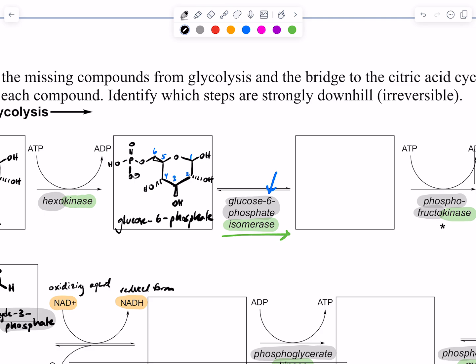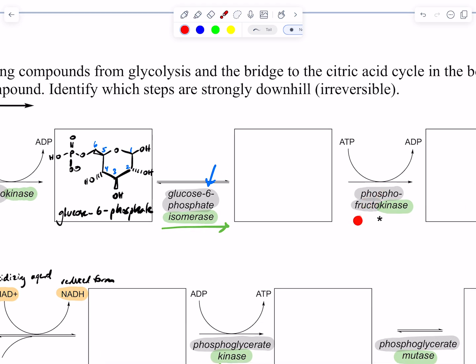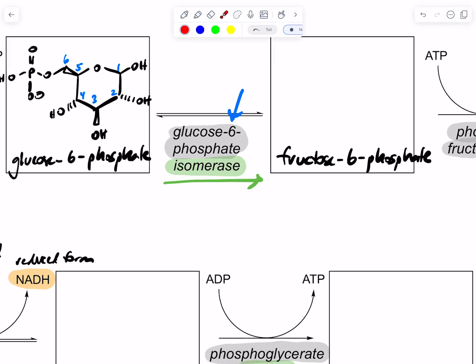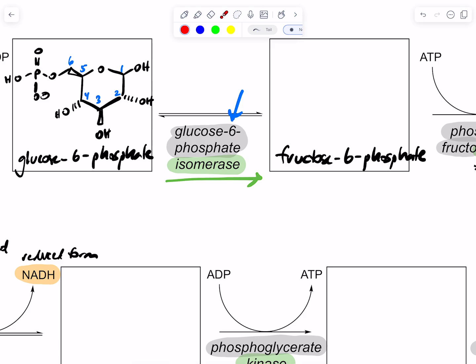Okay, the name here tells you it's going to isomerize, and then looking at the name of the next enzyme, there's the word fructo in there. So that's a hint that the next molecule is fructose 6-phosphate. You know there's not an additional phosphate group because this enzyme is not a kinase and there's no use of ATP. So the only thing that's going to change is going from glucose to fructose.